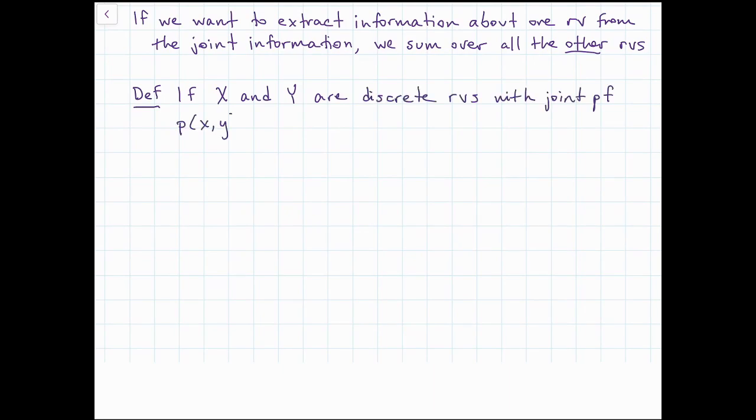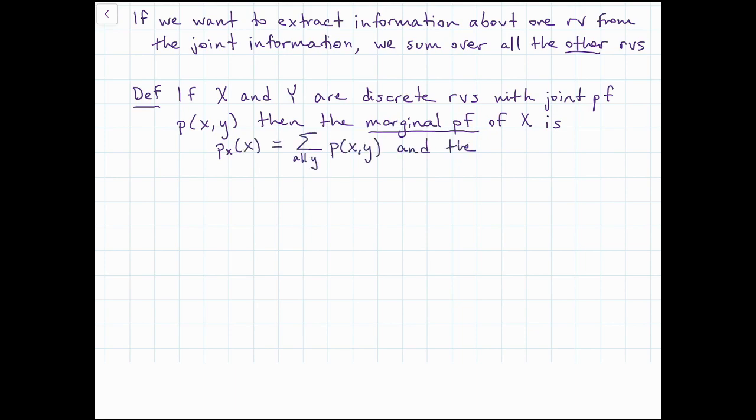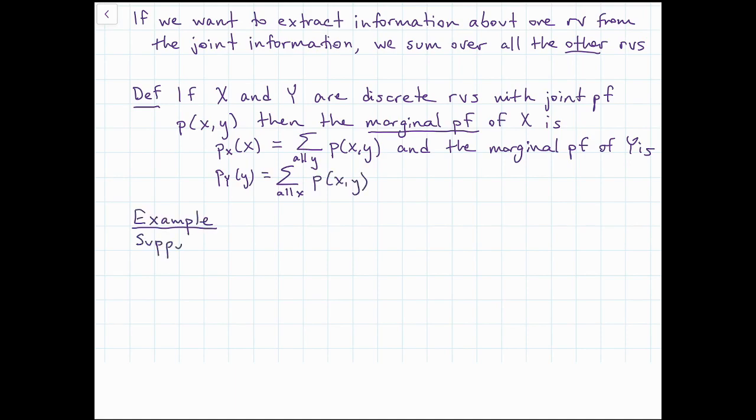Formally, if x and y are discrete random variables with a joint probability function pxy, then we say the marginal probability function of x is p sub x of x, and we get that by summing pxy over all y. And we can do the same thing in the opposite direction. The marginal pf of y is p sub y of y, which we get by summing over all x. We could extend that to multiple variables if we like.